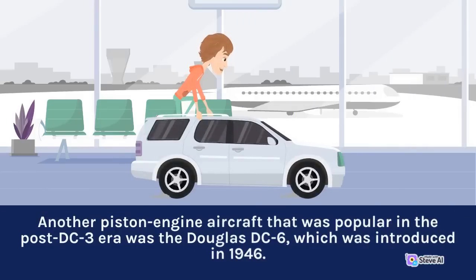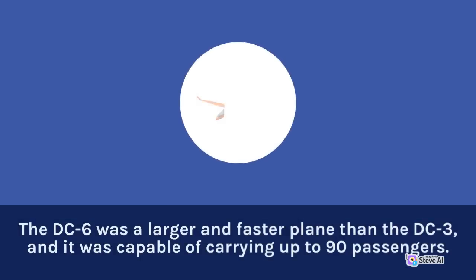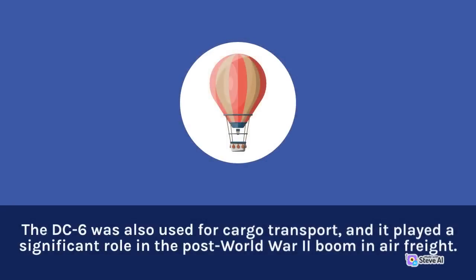Another piston-engine aircraft that was popular in the post-DC-3 era was the Douglas DC-6, which was introduced in 1946. The DC-6 was a larger and faster plane than the DC-3, and it was capable of carrying up to 90 passengers. The DC-6 was also used for cargo transport, and it played a significant role in the post-World War II boom in air freight.